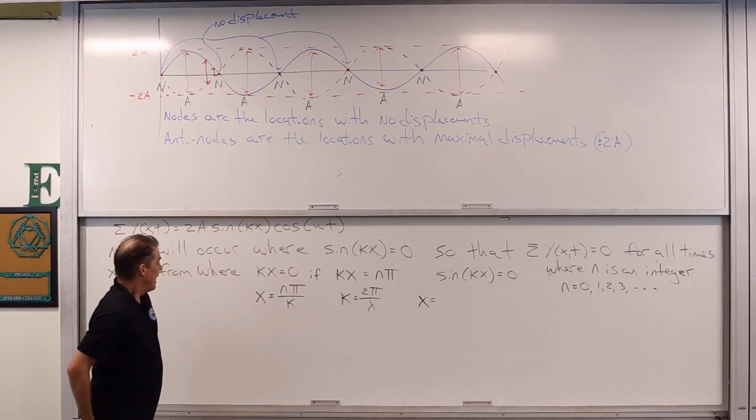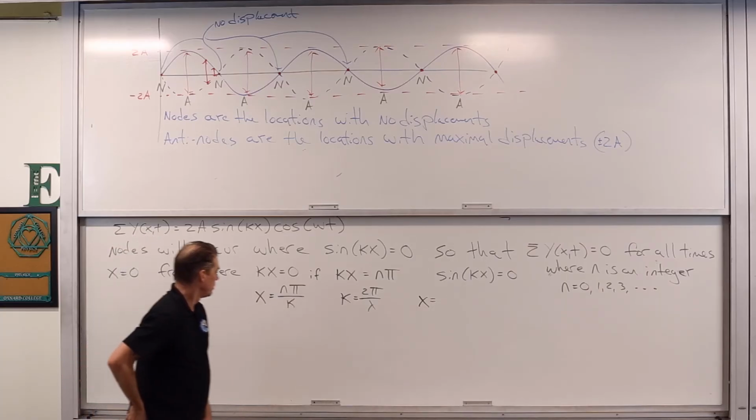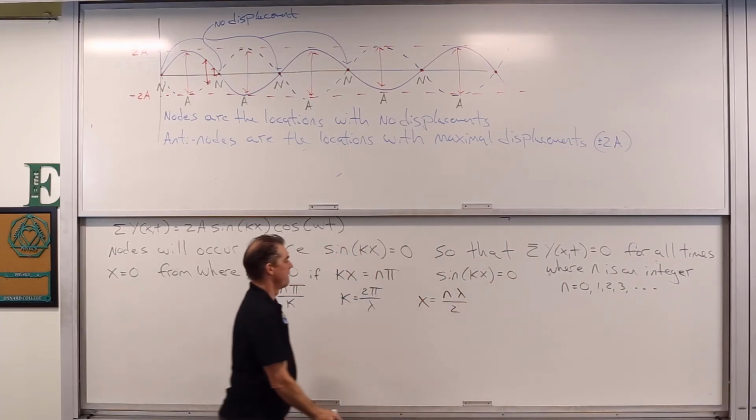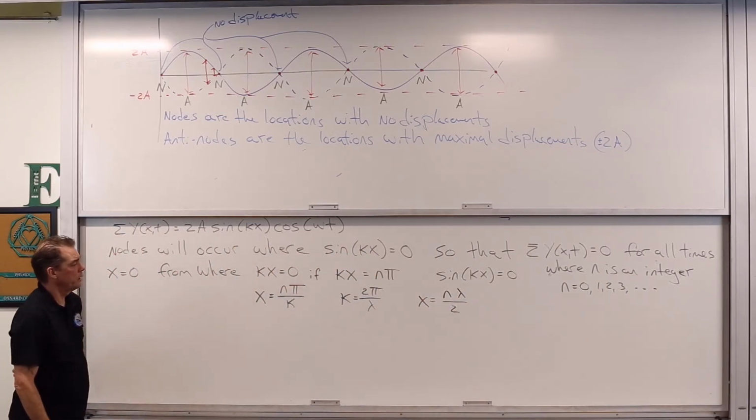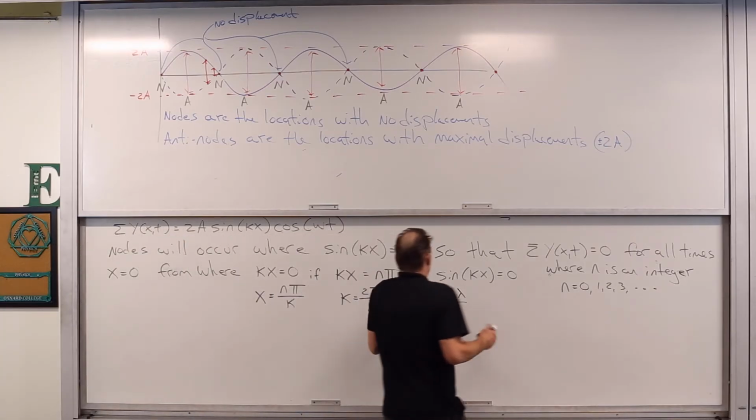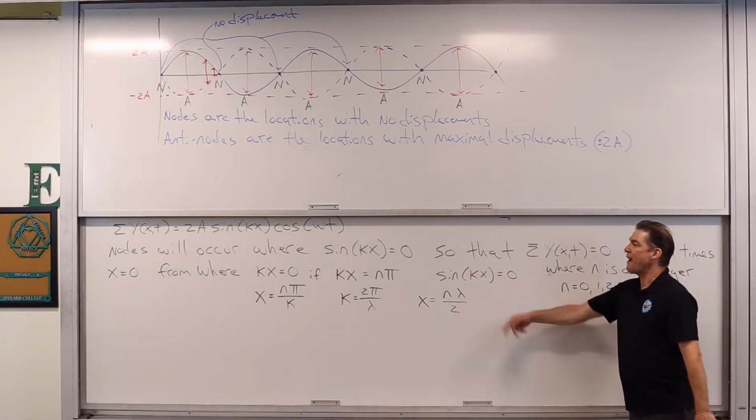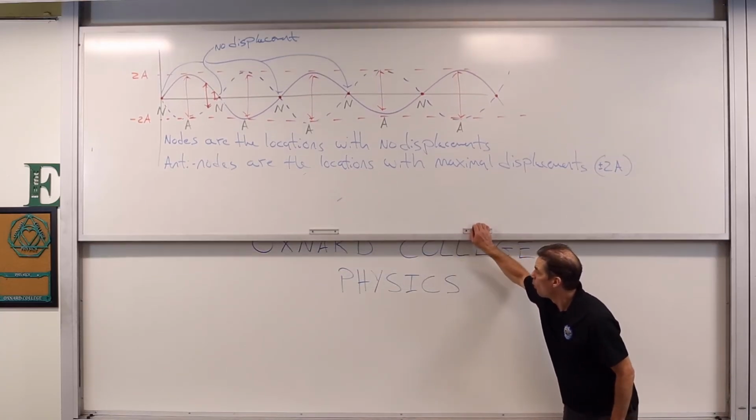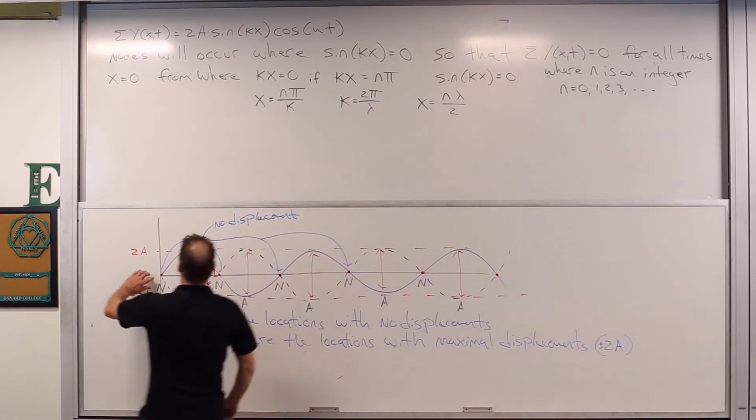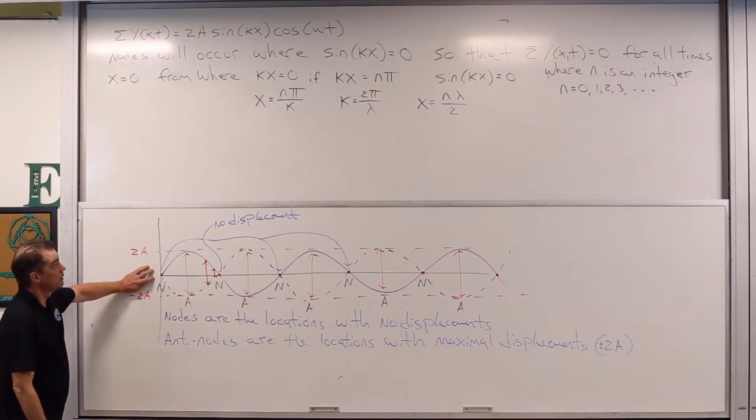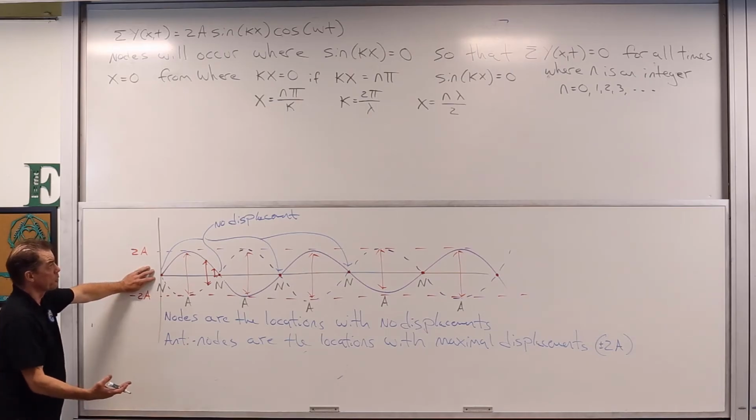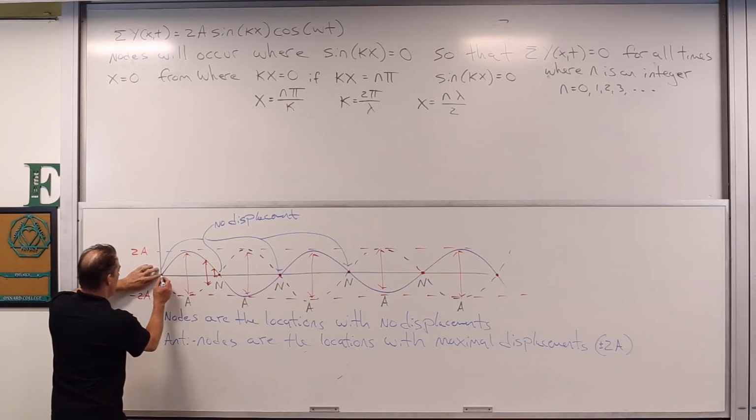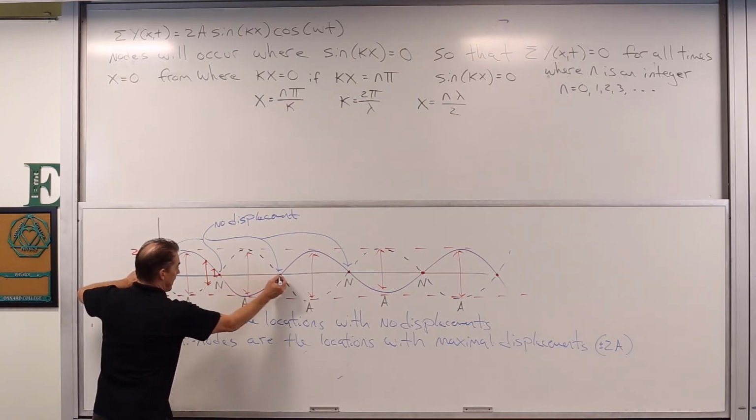Well, that says then that the other locations for the nodes are where x is equal to n pi over k. Then we've got something else. What about k? k is related back to the wavelength. k itself is equal to 2 pi divided by lambda. So if we put in that for k, we'll get ourselves x is equal to n lambda over 2.